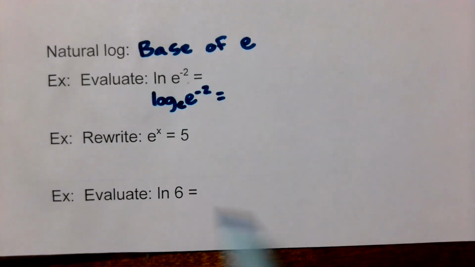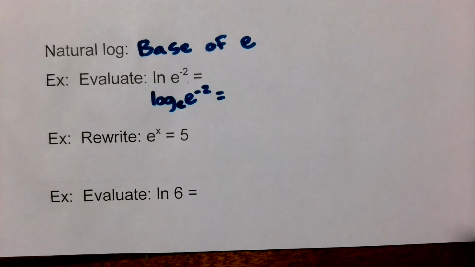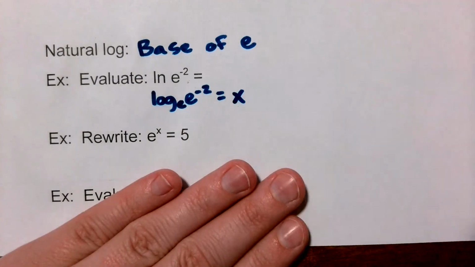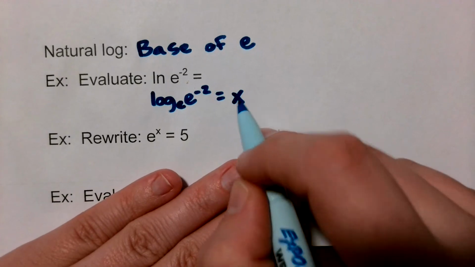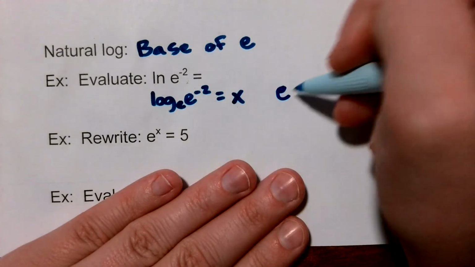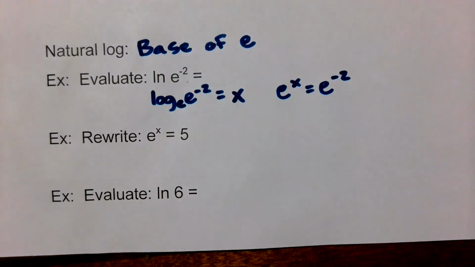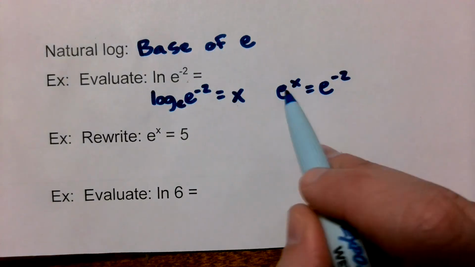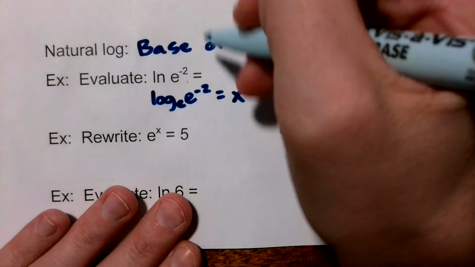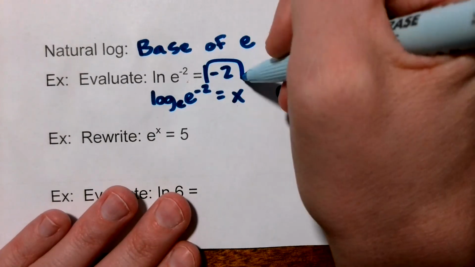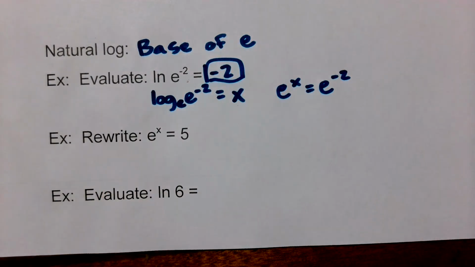And then we could know it is asking us e to what power is e to the negative second, which seems kind of redundant. If you were to set it equal to a variable, then it would really say e to the x equals e to the negative second. And of course, my bases are the same. My exponents have to be equal to each other. We're just saying negative 2. e to the negative second equals e to the negative second.